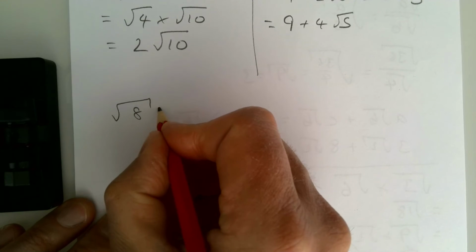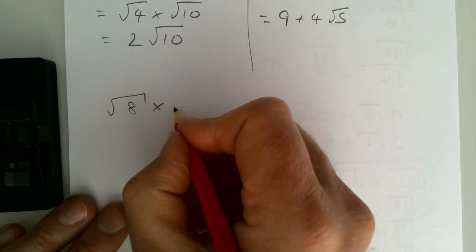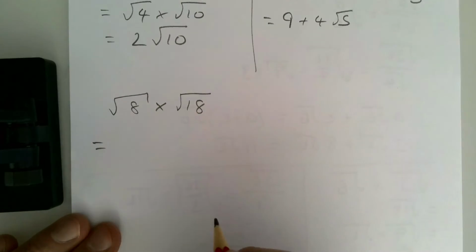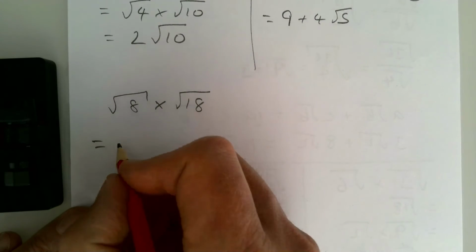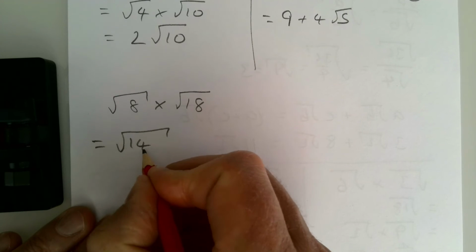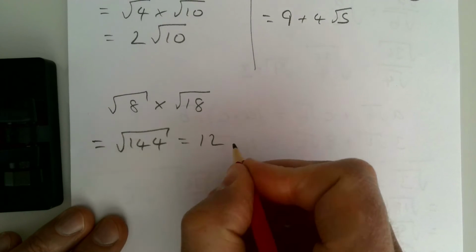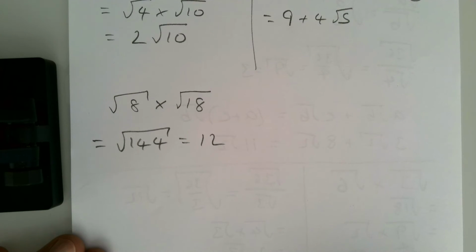Root 8 times root 18. This one works out quite nicely for us. You'll probably sneak your calculator here and do 8 times 18, but 8 times 18 gives us 144. And the answer, of course, to that one then is just going to be 12.